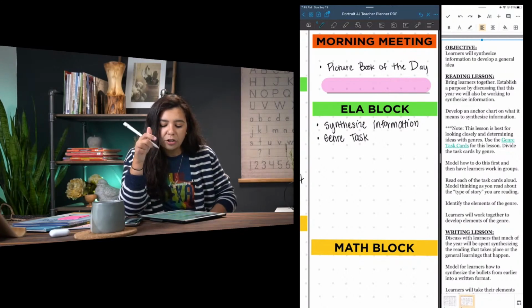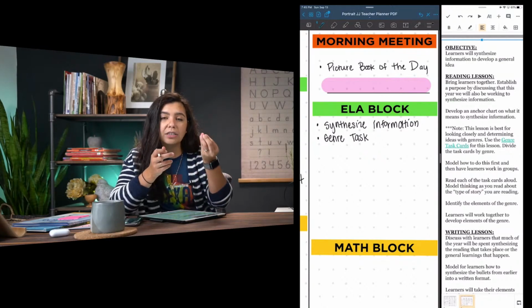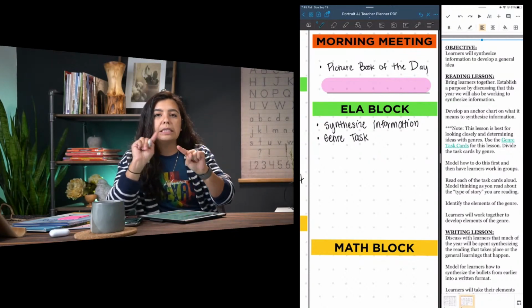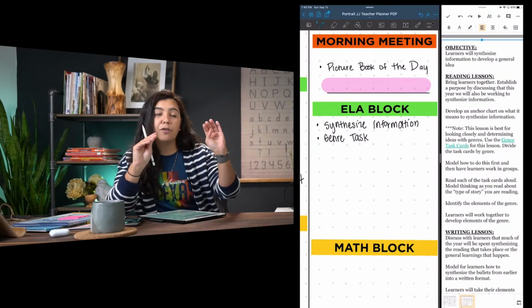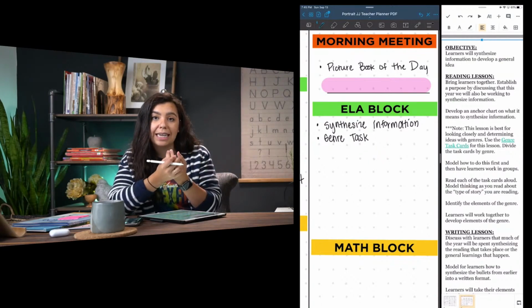So with the genre task cards, I'm actually going to give them a specific genre. So it's going to be task cards that are all the same from that genre. But they're going to have to find bits and pieces of evidence that are the same from each one, from each of the different stories. And they're going to have to put it together.